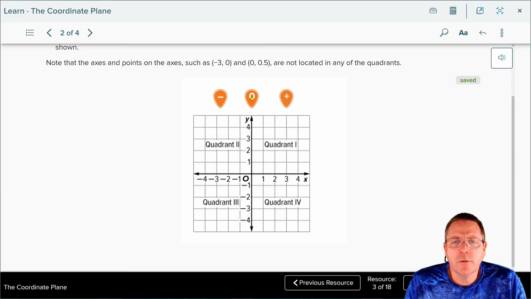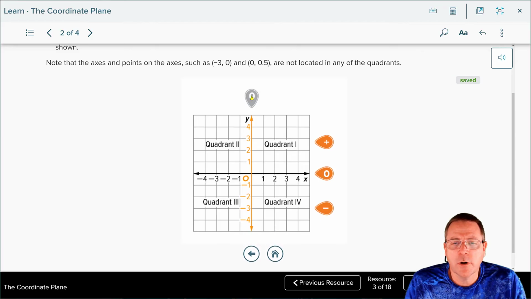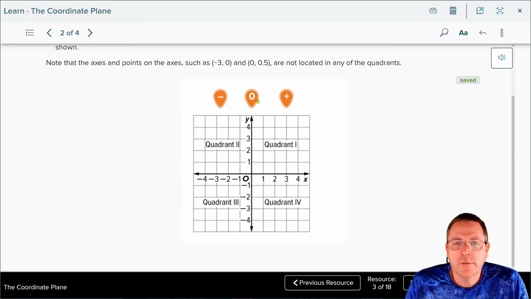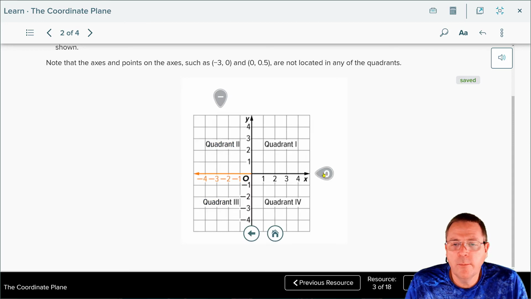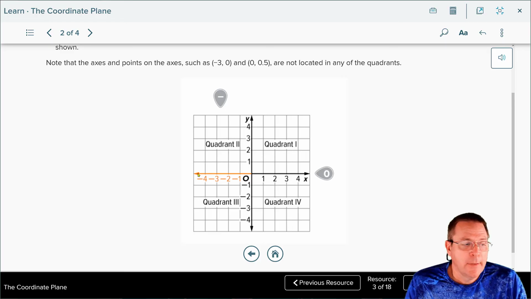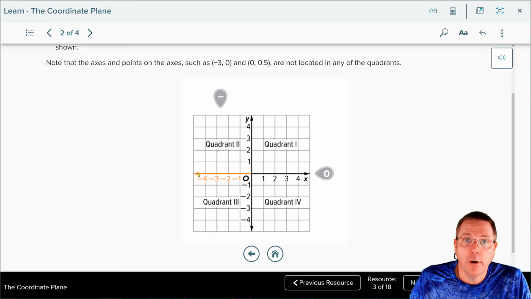But what about the zeros? What if our x was 0 and our y was positive? That means our point would be somewhere on that line, but it's not going to be in any quadrant. Likewise, if we had a negative x value but a 0 y value, our graph would be somewhere on this line, but it is not in a quadrant. If the graph lands on a line, the graph does not land in a quadrant.